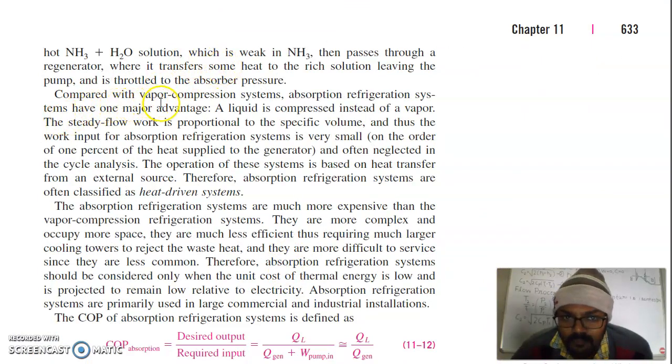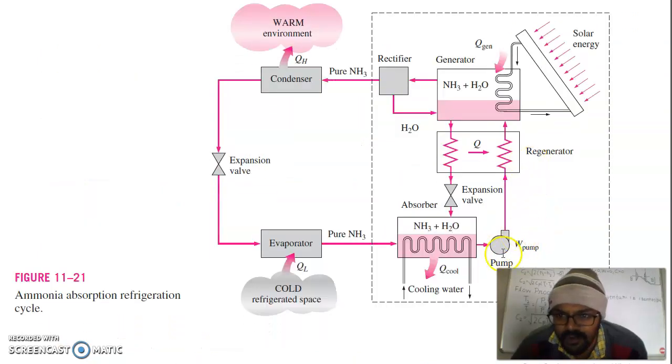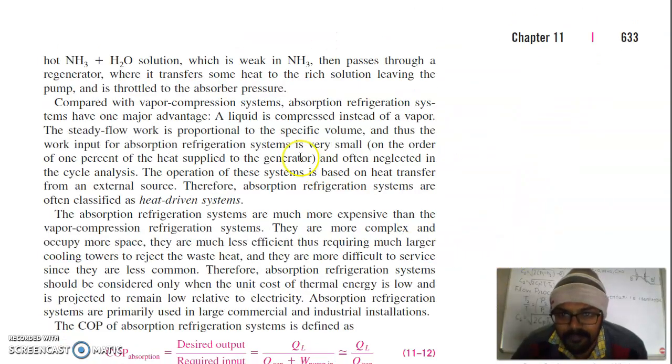Now compared with the vapor compression system, absorption refrigeration systems have one major advantage. A liquid is compressed instead of vapor. The steady flow work is proportional to specific volume, and thus the work input for the absorption refrigeration system is very small and often neglected in the cycle analysis.